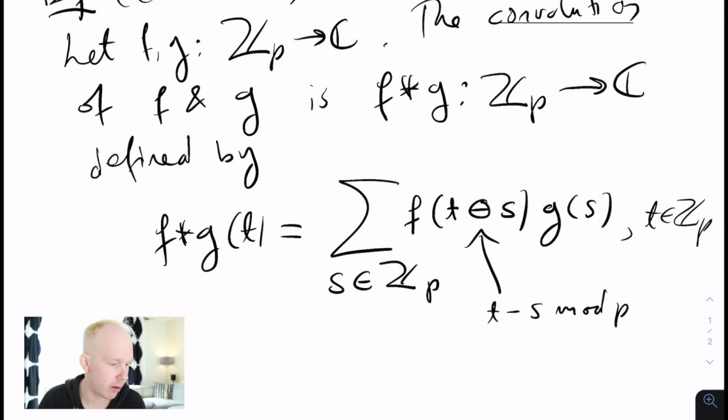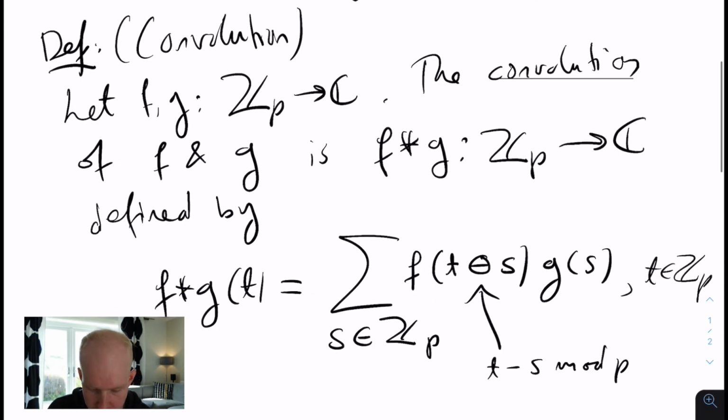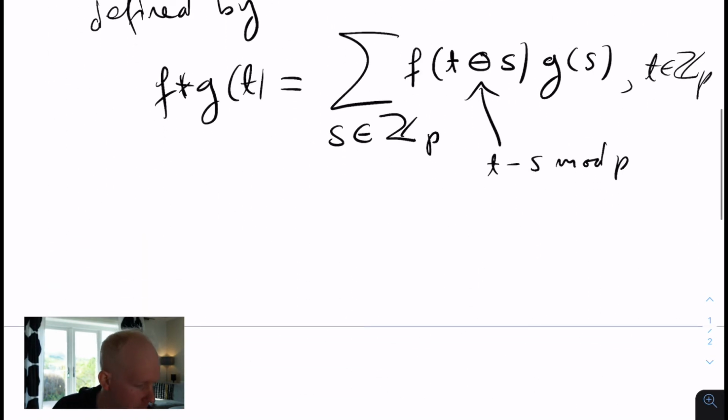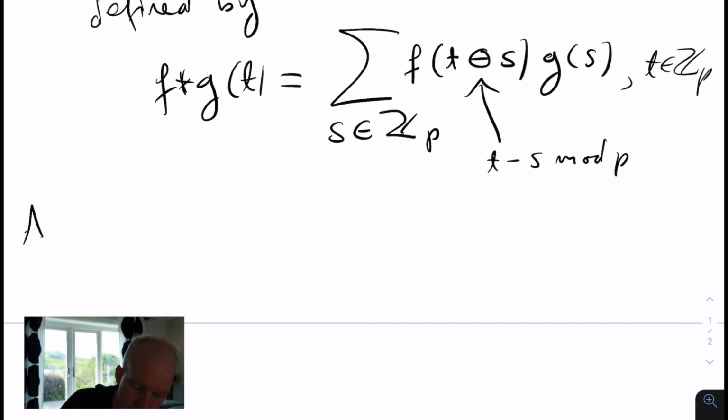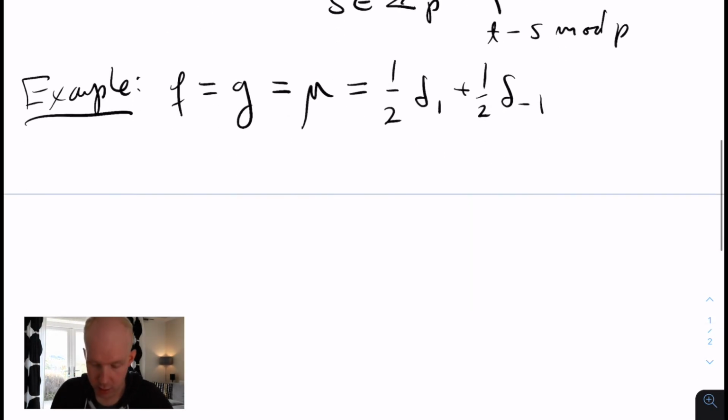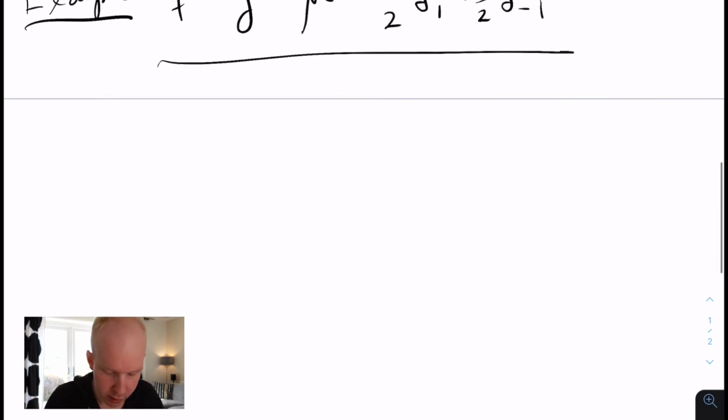of the 2 functions. And if you think about the probability distribution, let's go back to this example that we considered here. We want to see why this convolution describes the random walk. So let's take an example. Let's assume that f equals g equals mu, which is half of Dirac 1 plus half of Dirac minus 1. So let's take this example and compute the convolution.